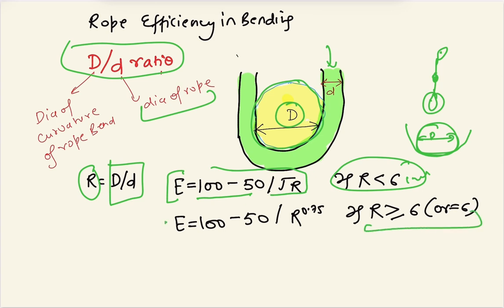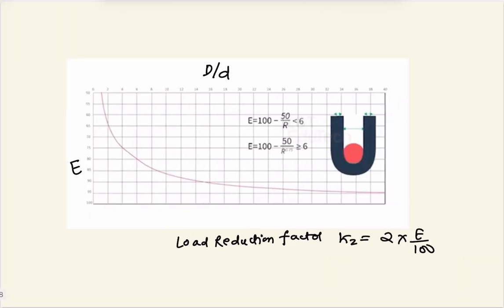This is basically the efficiency correction factor. E is equal to 100 minus 50 divided by R to the power 0.75. We will have an example for this, so you have to remember this formula. E is equal to 100 minus 50 divided by root R, and E is equal to 100 minus 50 divided by R to the power 0.75. This E is basically the correction in efficiency, the efficiency correction factor E. So we have to calculate E first.